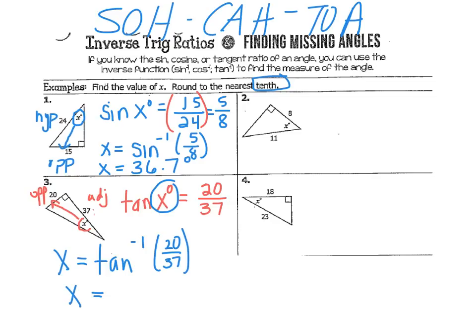I'm going to pick up my calculator here. Second tangent, and 20 divided by 37, and I get 28.39. Rounding to the tenths place, that's going to give you 28.4 degrees.